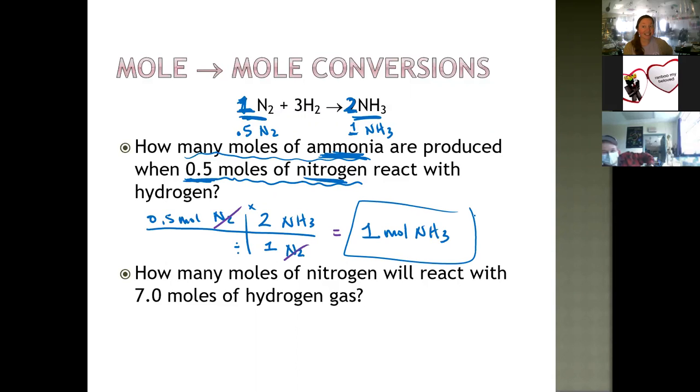So far, so good? All right, let's do the next one. So let's say that I've got 7 moles of hydrogen gas, and I want to flip that to figure out how many moles of nitrogen I need to react with all that hydrogen. I have hydrogen on the top. Where should I put hydrogen now?